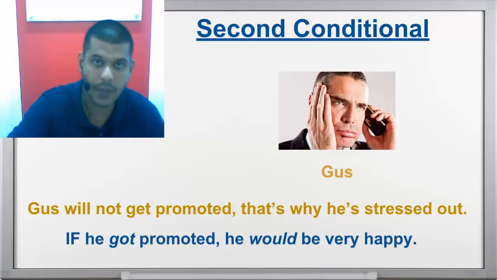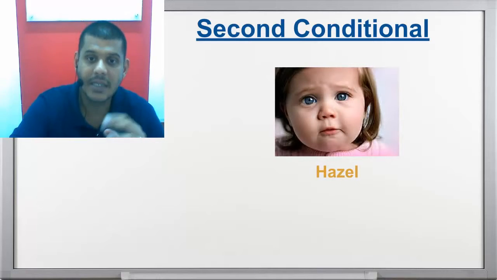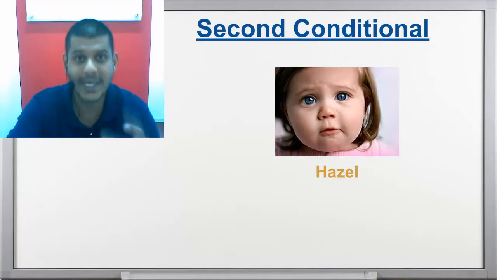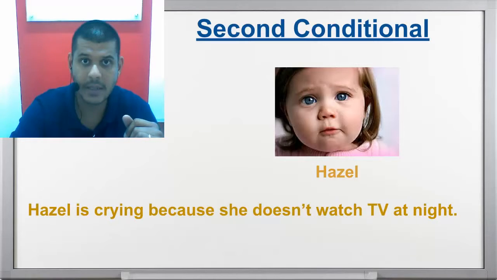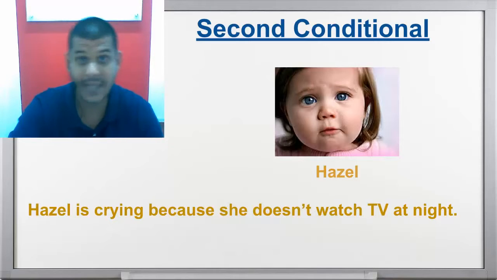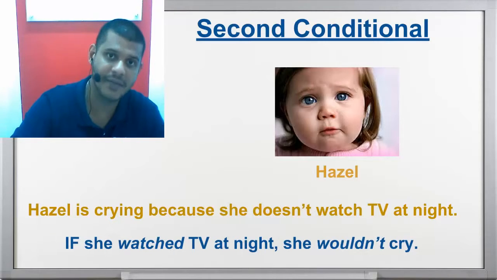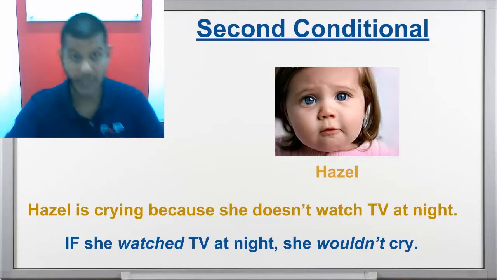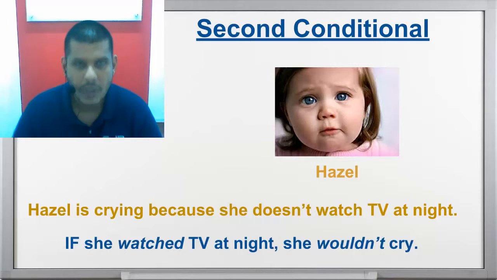So let me give you some more examples. I'll continue talking about the second conditional, but now I'll give you Hazel. This little girl here, her name is Hazel. Let's take a look at Hazel's situation. Hazel is crying because she doesn't watch TV at night. She never watches TV at night, which is a problem for her. She loves watching TV, but she doesn't watch TV at night. Based on this situation, I can create a hypothesis, a condition. For example, I can say that if she watched TV at night, she wouldn't cry. She is crying because she doesn't watch TV, but if she watched TV, she wouldn't cry. You see? So this is another example.